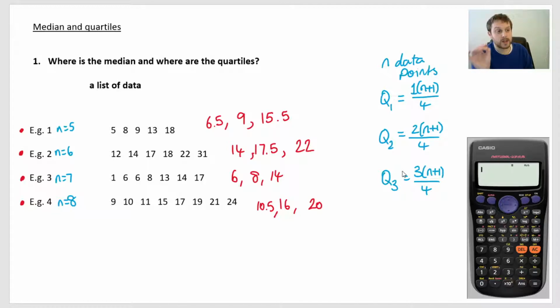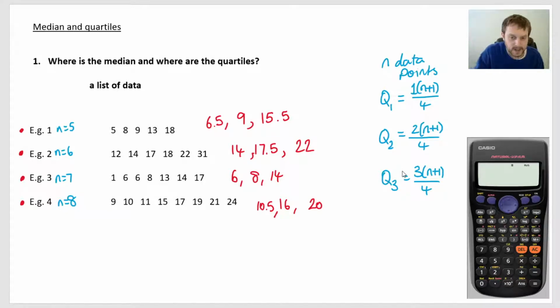If the answer to one of these is a decimal, and since we're dividing by 4, the decimal would either end 0.25, 0.5 or 0.75. No matter what the decimal ends with, you go halfway between. So if it was 2.25, that's between 2 and 3, so you go halfway between the 2nd and 3rd number. If it was 9.5, that's between 9 and 10, you go halfway between the 9th and 10th number. If it was 17.75, that's between 17 and 18, so you'd go halfway between the 17th and 18th number.